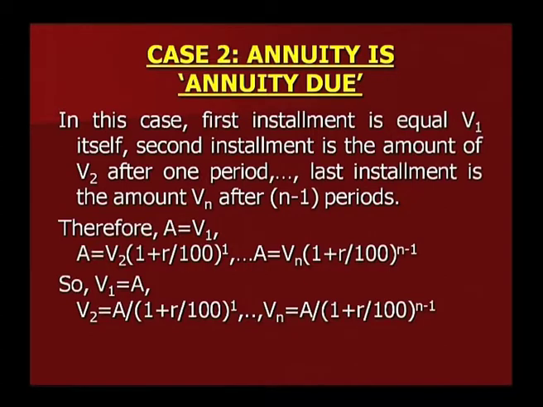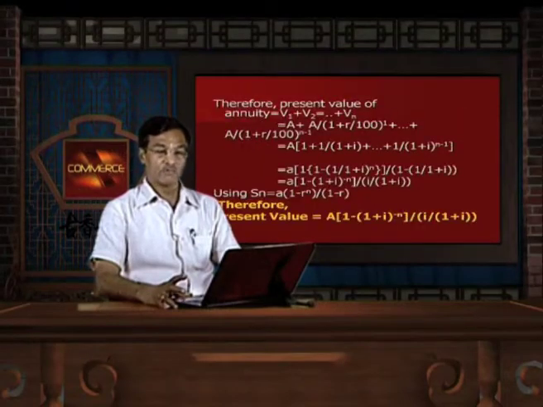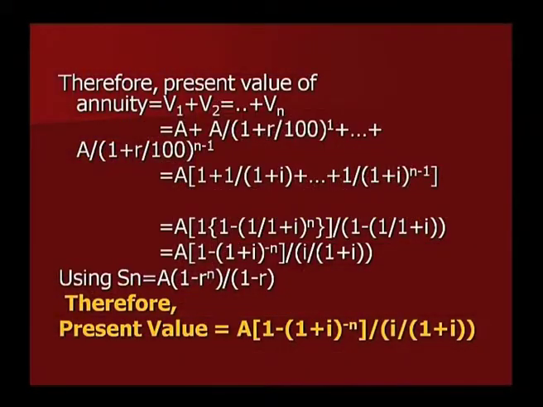Therefore, V1 = A, V2 = A/(1 + r/100)^1, and so on. Vn = A/(1 + r/100)^(n-1). Therefore, the present value of annuity is equal to V1 + V2 + and so on.